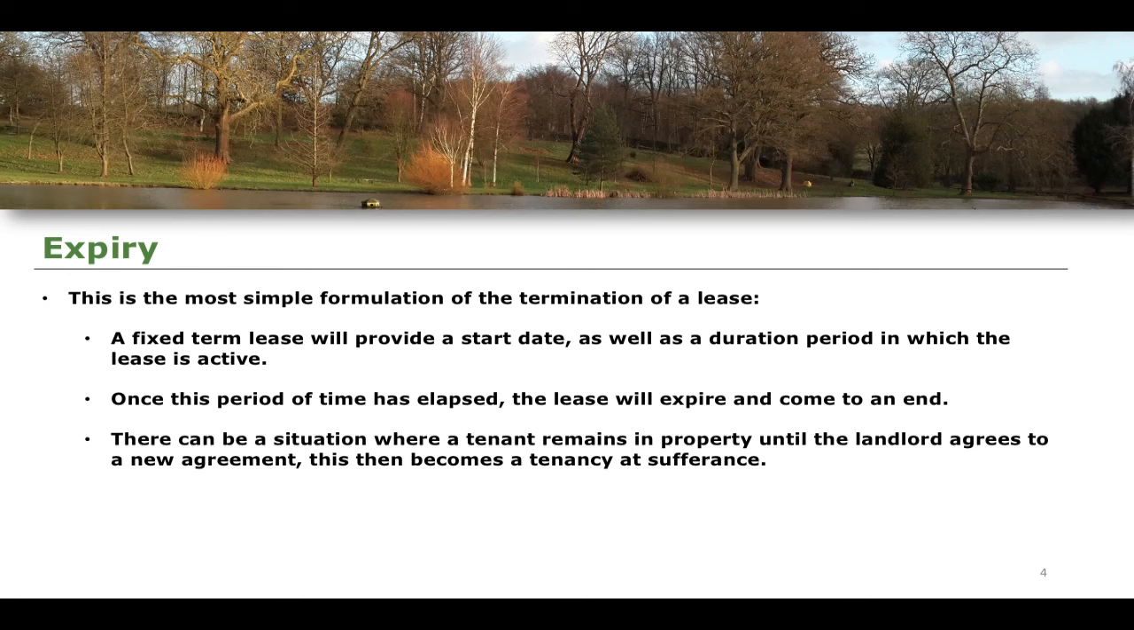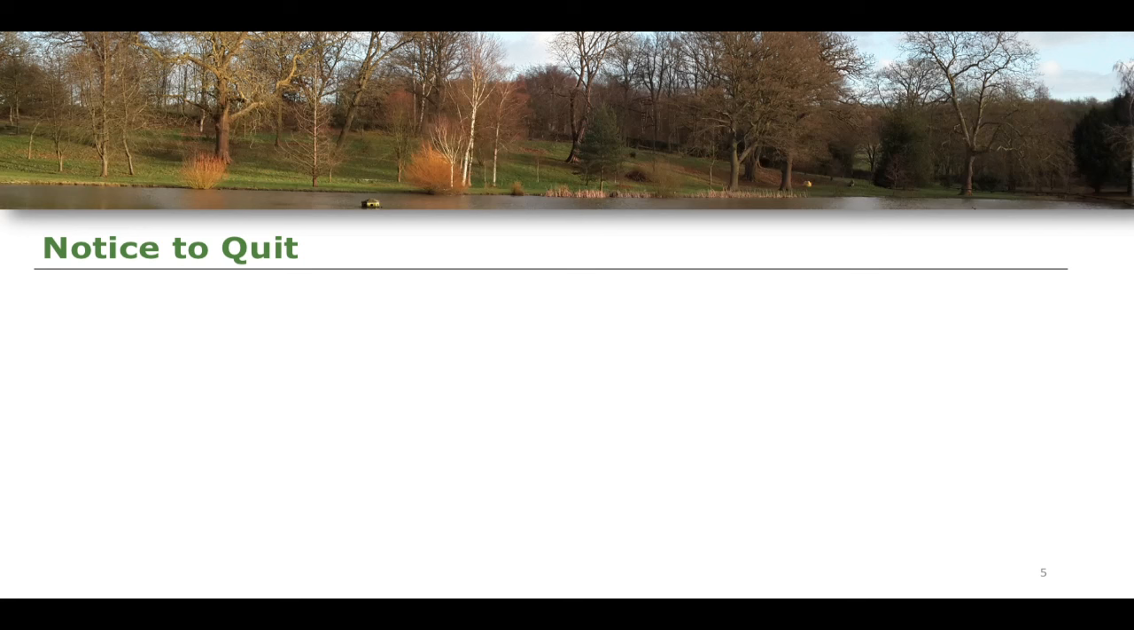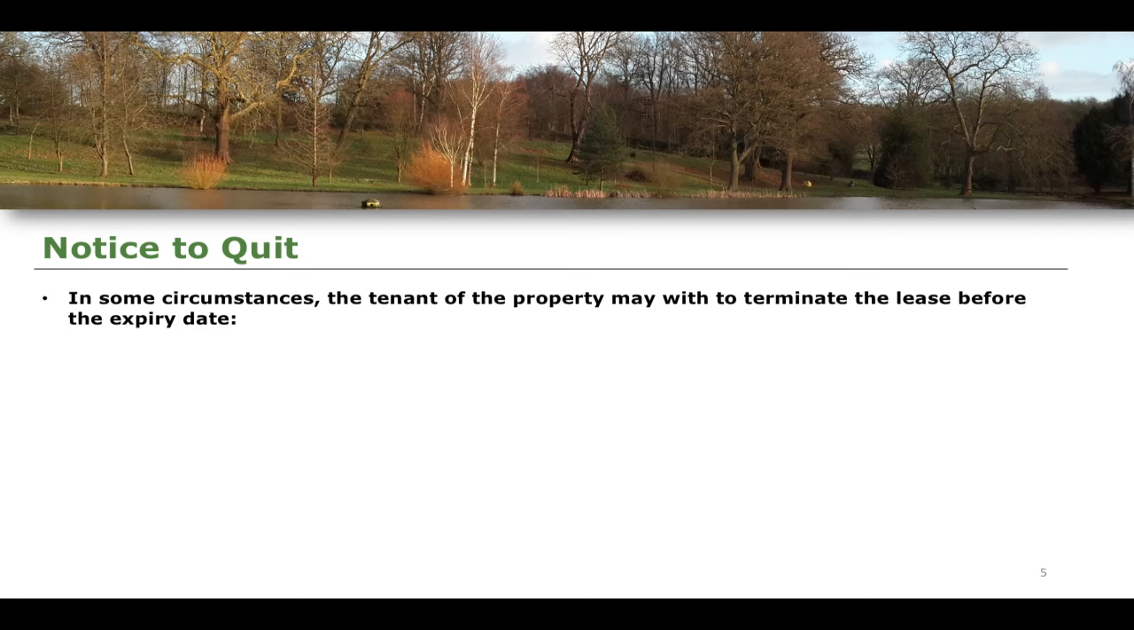Another method by which a lease can come to an end is through a notice to quit. In some circumstances, the tenant of the property may decide that they want to terminate their leasehold agreement before the expiry date in a fixed term leasehold agreement.